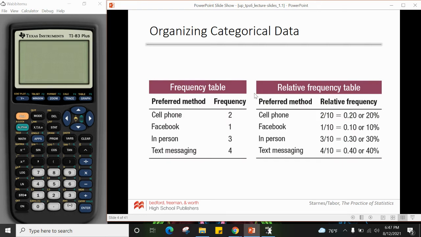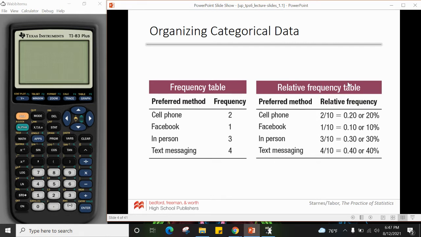So a frequency table is exactly what it sounds like. You take the preferred method or that variable and you tell me the frequency. So 2 people preferred cell phones, 1 preferred Facebook, 3 preferred in person, and 4 preferred text messaging. So that's all a frequency table is. It has a variable and the frequency.